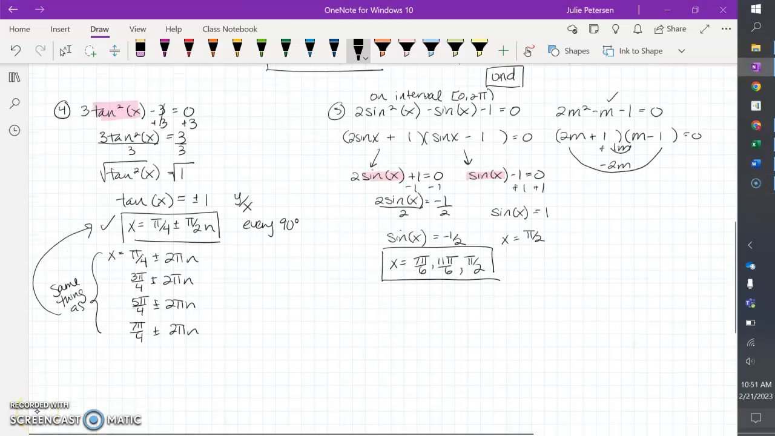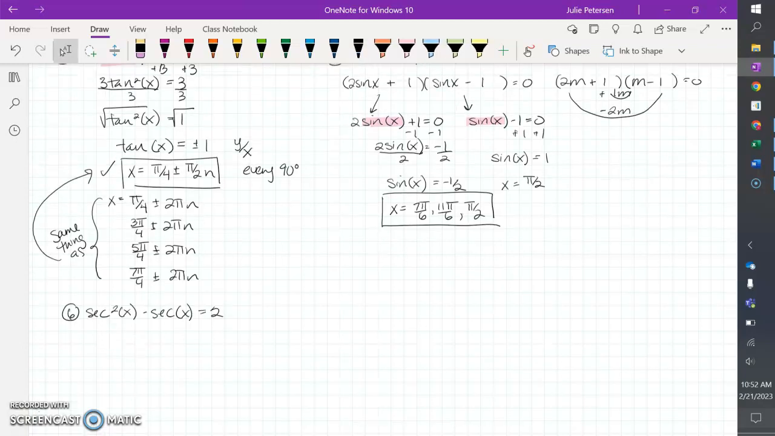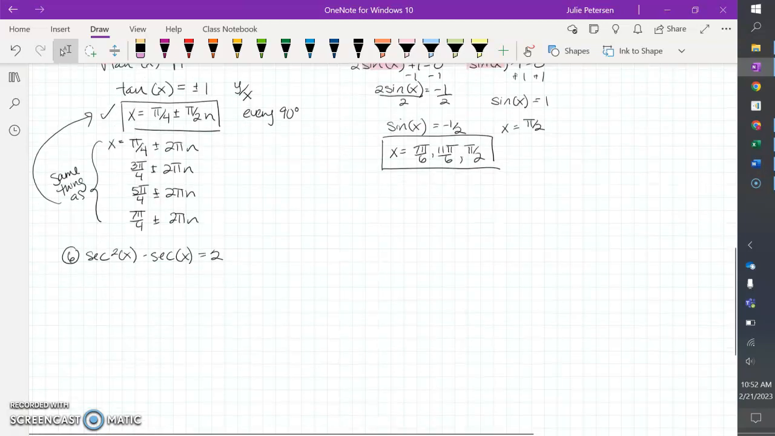Okay, so let's try another one. This one is going to have an extra layer because, as you'll see, we're going to do the secant squared of x minus the secant of x equals 2. So we're not dealing with sort of our primary trig functions of sine, cosine, tangent. We're going to work with secant, but remember, secant's the reciprocal of cosine, so we're going to end up dealing with cosine in the end. So let's remember that we're keeping this on the interval from 0 to 2 pi for our solutions.